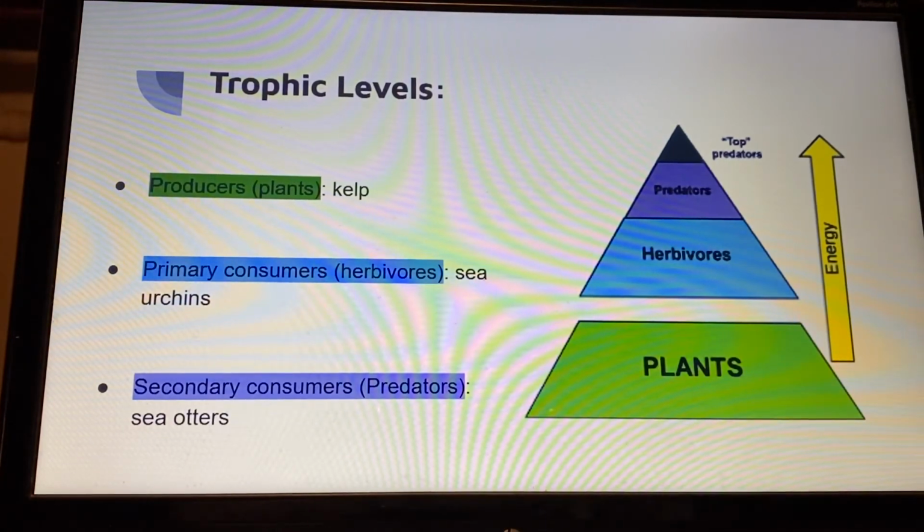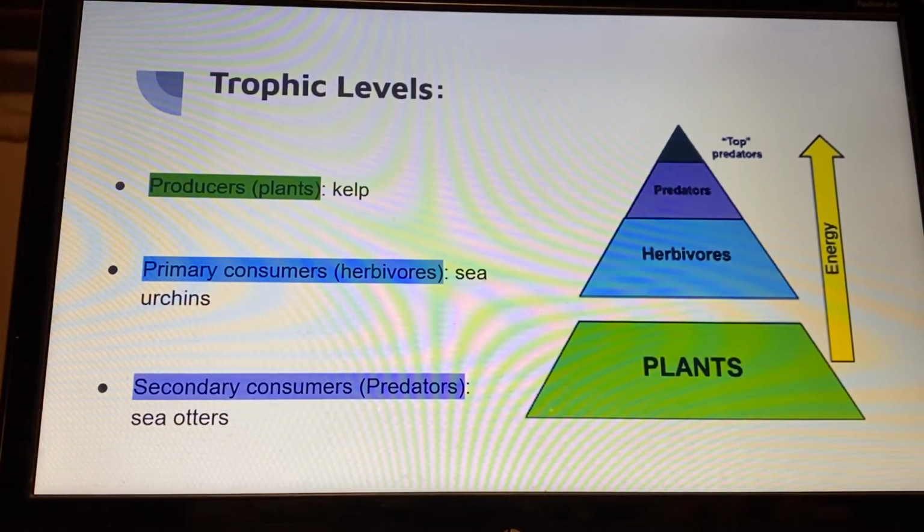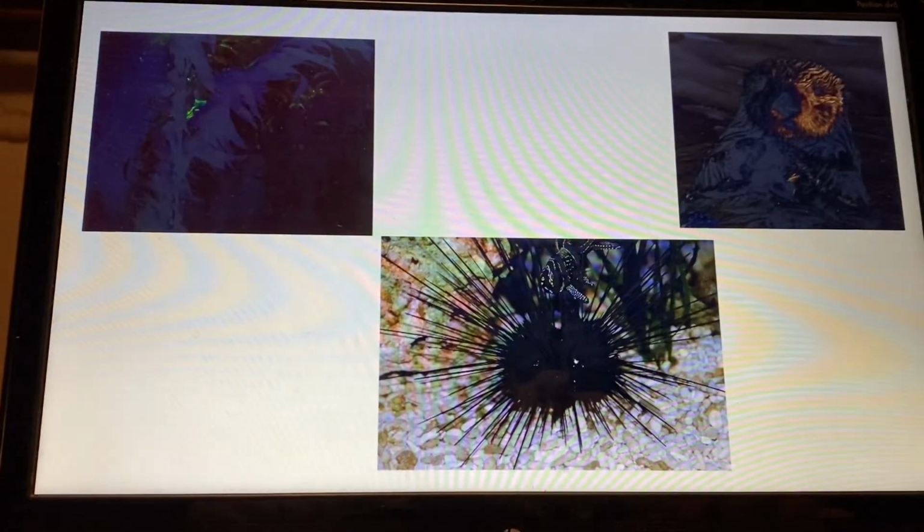So then this is just a general overview of the trophic levels of that system. The producers are the plants, which are the kelp. The primary consumers are the sea urchins that consume the kelp, and then the secondary consumers, or the predators, are the sea otters. And so energy just flows up the pyramid each level. And then here are some pictures of the kelp, sea urchin, and the sea otter.